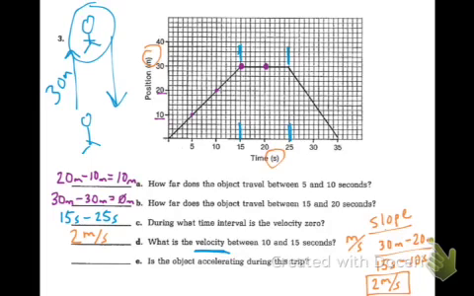Is the object accelerating during this trip? It's a position versus time graph. So remember, if we're dealing with a position versus time graph and we're dealing with acceleration, there has to be a curve to it. Is there a curve in any portion of this particular graph? No, they're all straight lines. So, it's not accelerating because everything is linear. If I can spell linear. Okay.